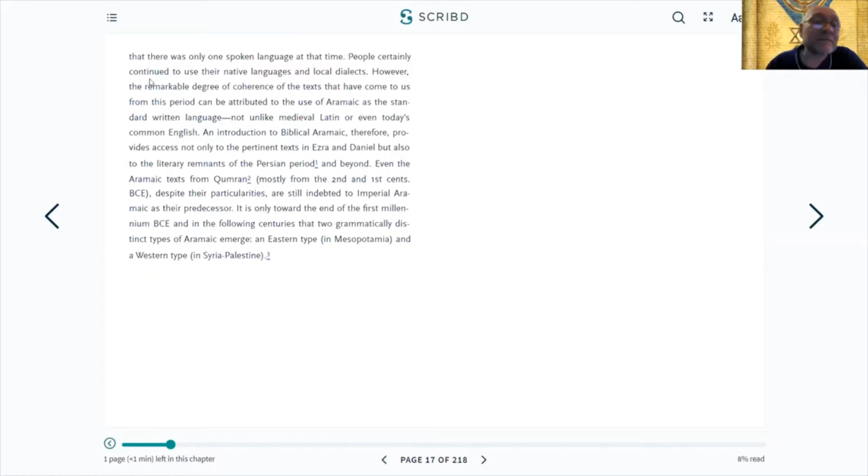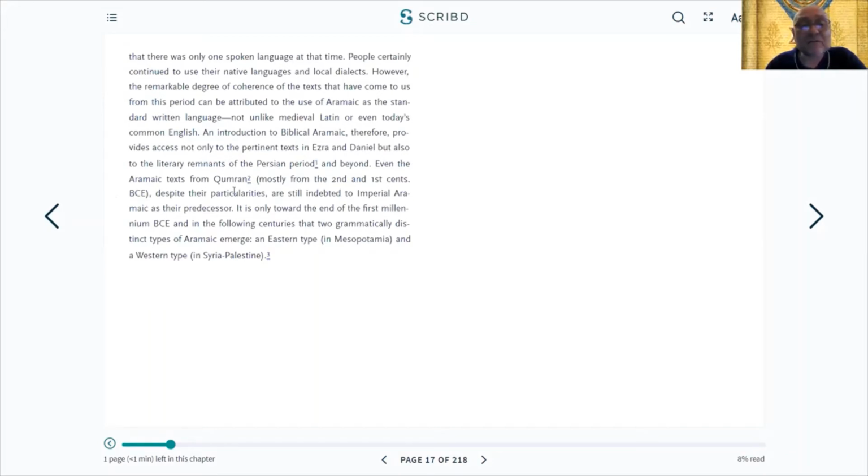Anyway, people certainly continued to use their native languages and local dialects. However, the remarkable degree of coherence of the texts that have come to us from this period could be attributed to the use of Aramaic as the standard written language, not unlike medieval Latin or even today's Common English. An introduction to biblical Aramaic, therefore, provides access not only to the pertinent texts in Ezra and Daniel, but also to the literary remnants of the Persian period and beyond.